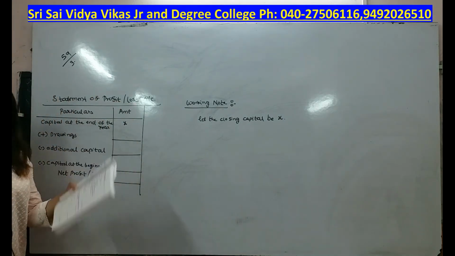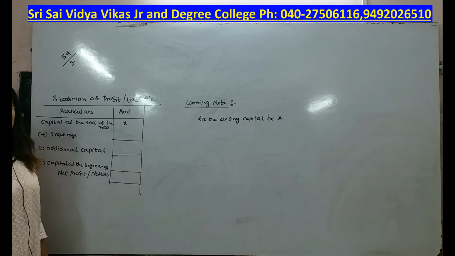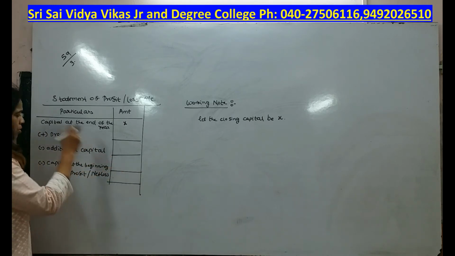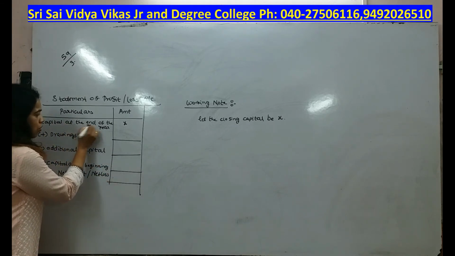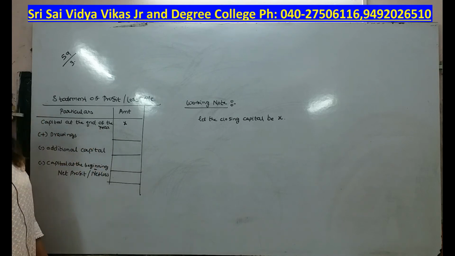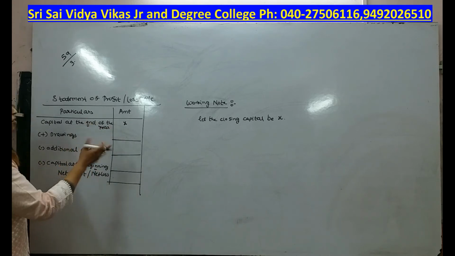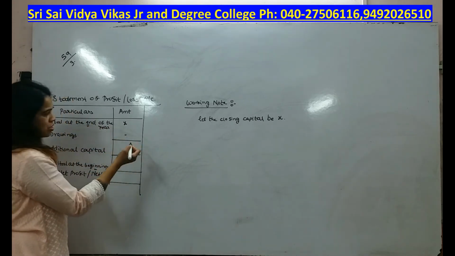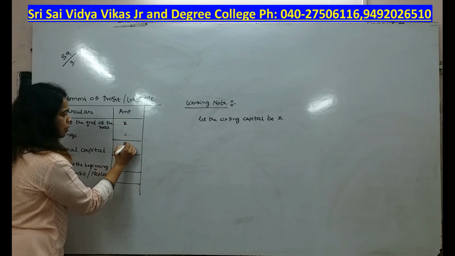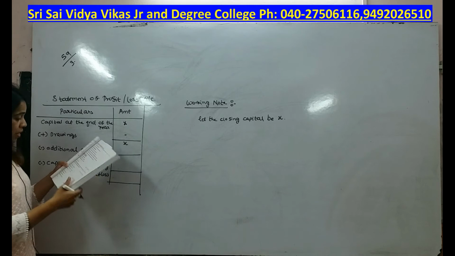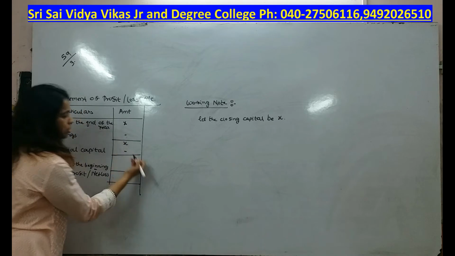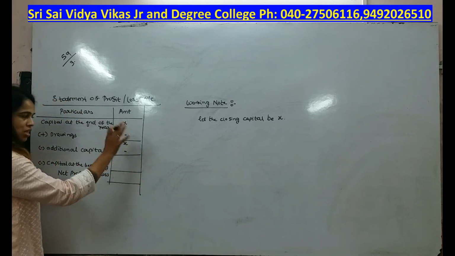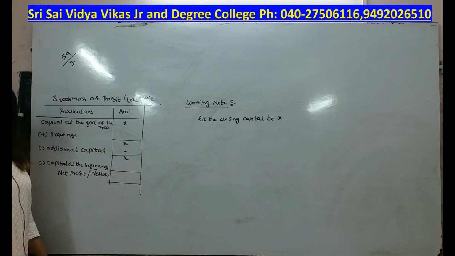Do we have drawings? No. Whether we have drawings or not doesn't make any difference, because to calculate net profit or net loss, 2 things are mandatory, that is capital at the end of the year and capital at the beginning of the year. Now they are asking us to calculate the end of the year. Drawing information we don't have, so we will put a dash. So x plus 0, answer will be x. Now additional capital, have they given additional capital? No. Again, x minus 0, you will get answer again x.